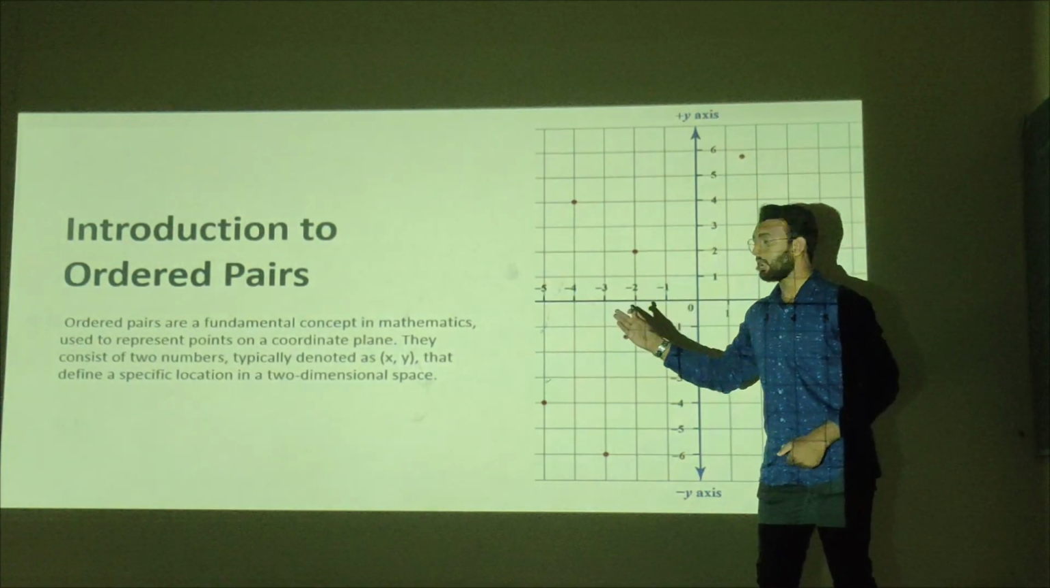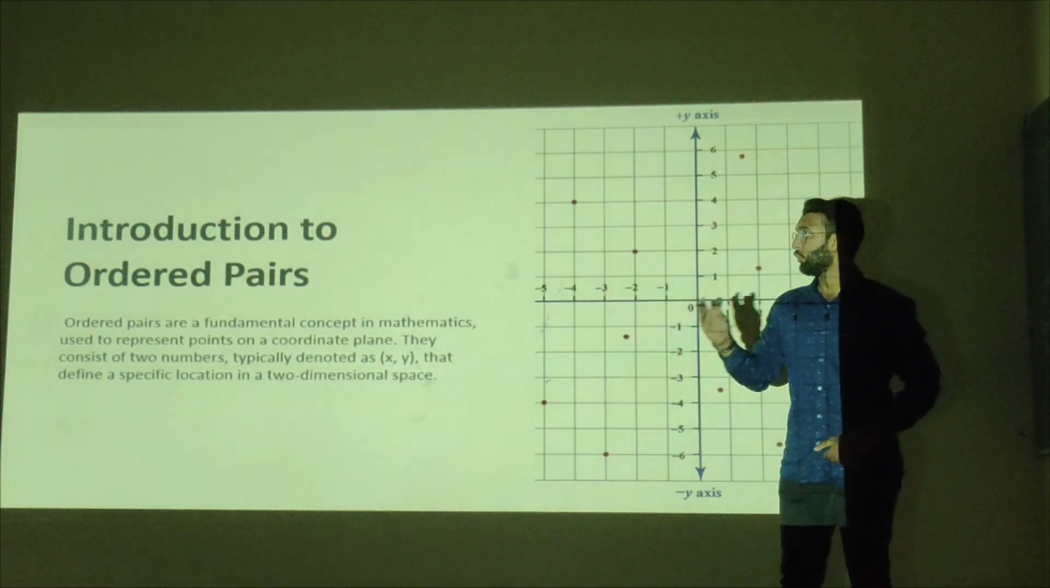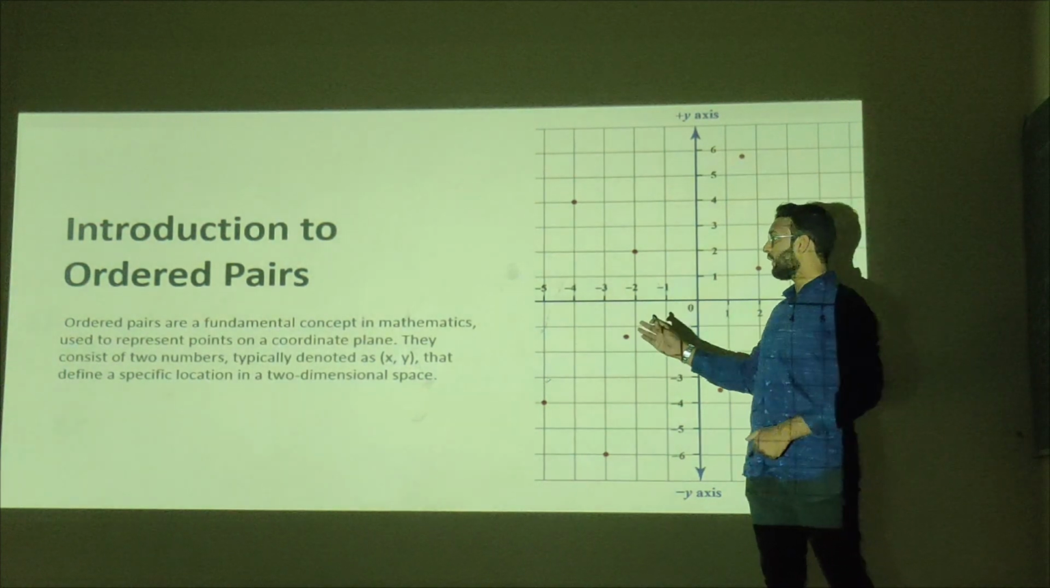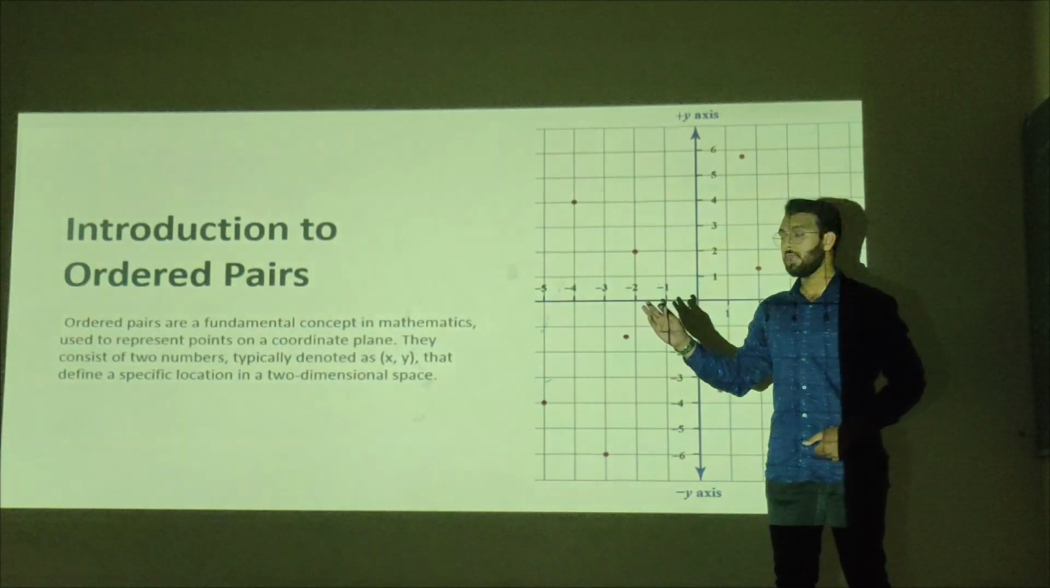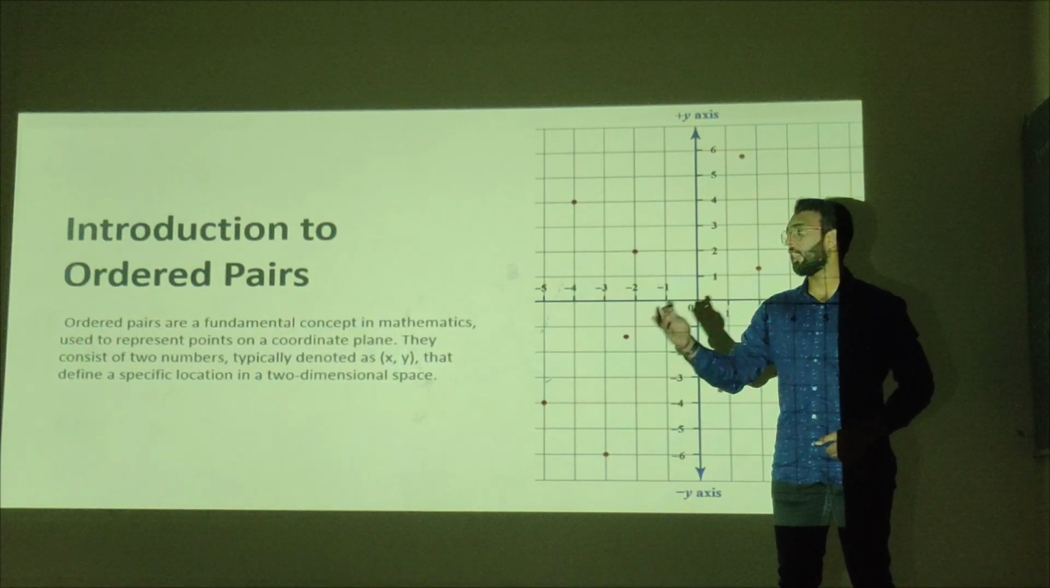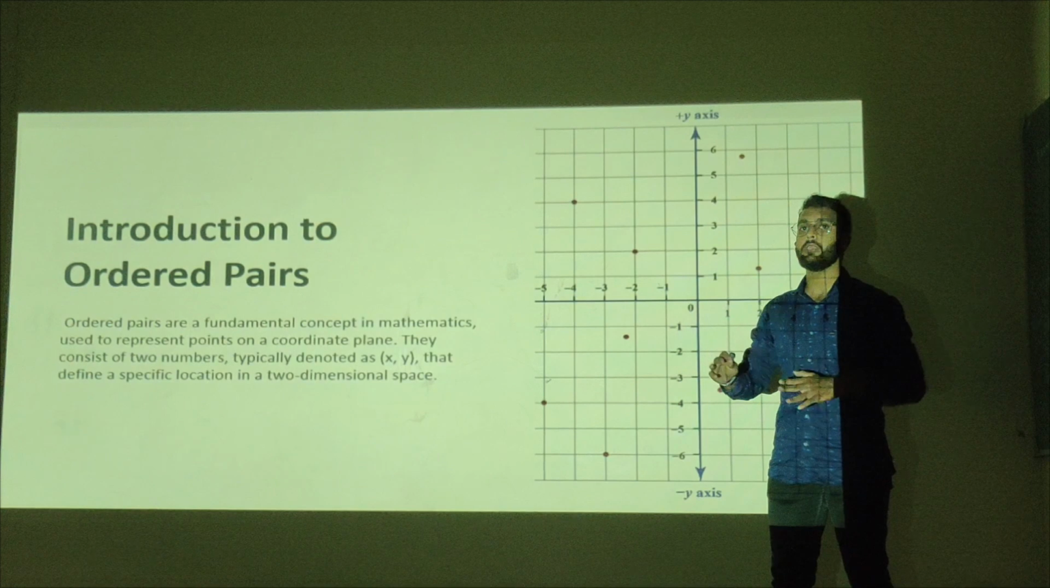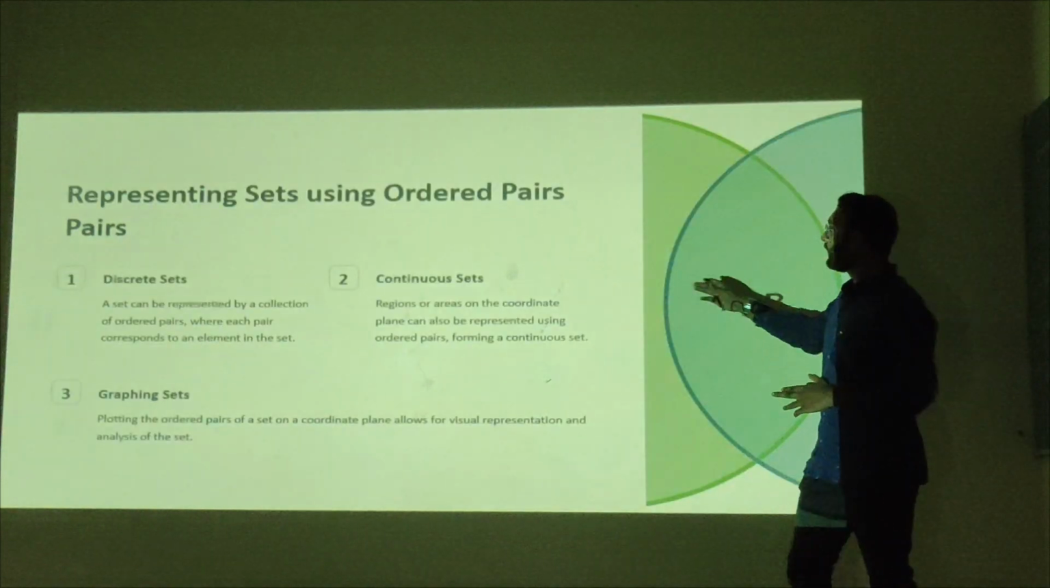Ordered pairs are fundamental concepts in mathematics used to represent points on a coordinate plane. They consist of two numbers, typically denoted by (x, y), that define a specific location in a two-dimensional plane. You can see that.